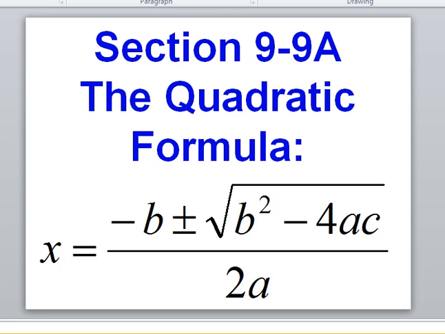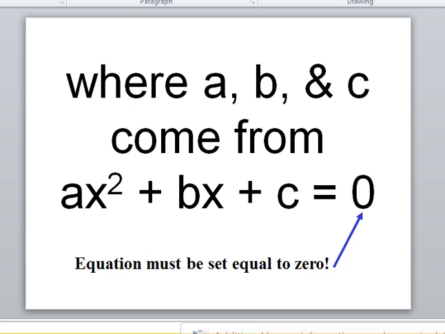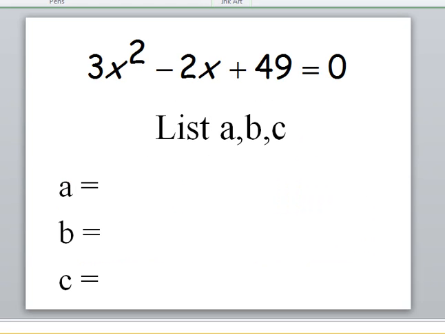The quadratic formula is not something you have to memorize. You just need to look at your reference sheet with the formula on it and apply it. Where do the A, B, and C come from in the formula? Well, it comes from the quadratic equation. So you've got your A in front of your x squared, your B in front of your x, and your C, which is your constant term, the number by itself. So let's just practice finding your A, B, and C.